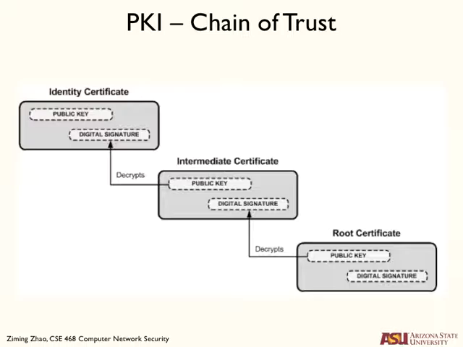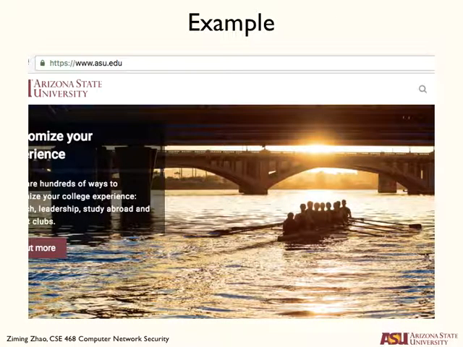So how does this work in real life? Let's say we launch Chrome or Firefox. We type https://www.asu.edu. So we can see that there is a green lock here. That means we are having a secure communication with the ASU server.